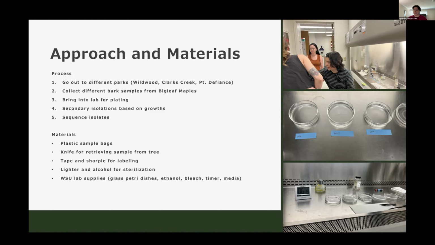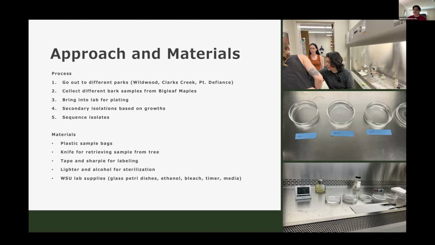And as far as lab materials go, those supplies were provided by the WSU Extension Center lab. And so those materials included things such as glass petri dishes, ethanol, bleach, timer for keeping track of how long the bark samples have to be in each solution, media for plating the bark samples, which in this case was PDA plus S/C, which stands for potato dextrose agar, with streptomycin and chloramphenicol, I believe.